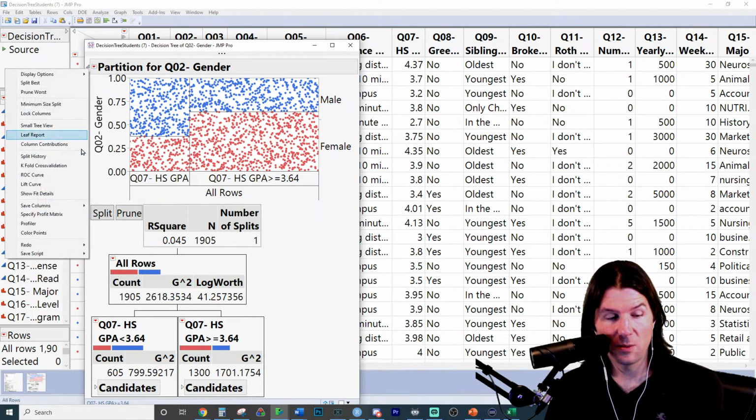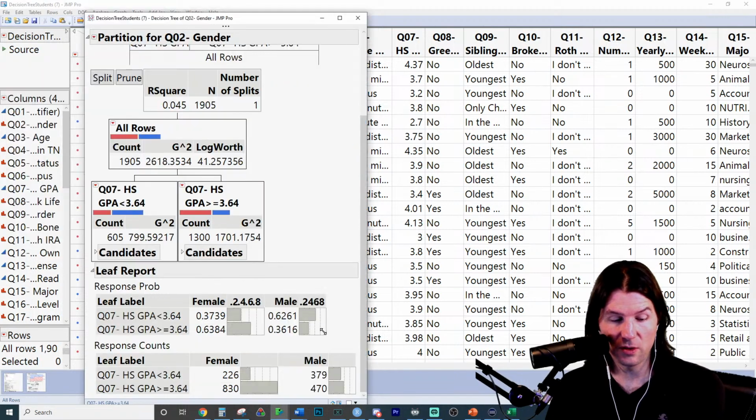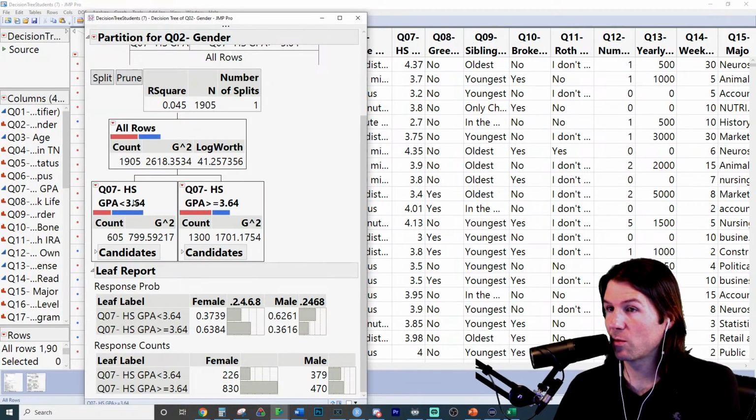To make this really easy, we have a leaf report down here, which actually shows us these groups. You see here we have group 1 and group 2. In group 1, these are the people who had a GPA less than 3.64, and 37% were female. That's the red bar right here.